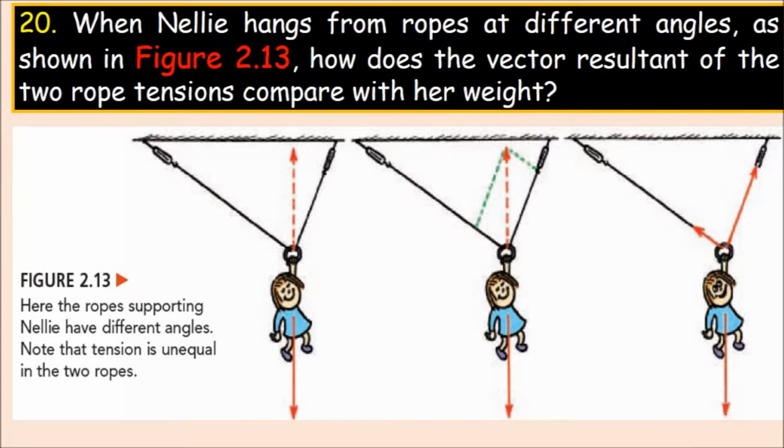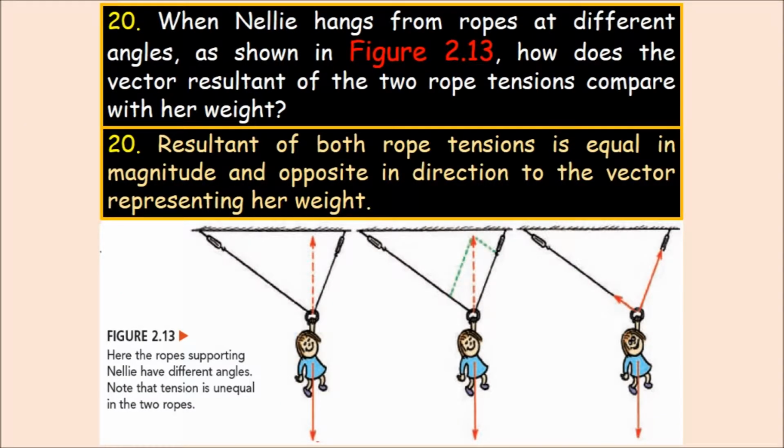All right, next. When Nellie hangs from ropes at different angles, as shown in figure 2.13, how does the vector resultant of the two rope tensions compare with her weight? Here the ropes supporting Nellie have different angles. Note that the tension is unequal in the two ropes. That's true, but that's really not what we're asking. We're asking, how does the vector resultant of the two ropes compare? Well, the resultant of both rope tensions is equal in magnitude and opposite in direction to the vector representing her weight. Even though each rope has a different value, the sum, the resultant of both, is going to be equal in magnitude and opposite in direction.